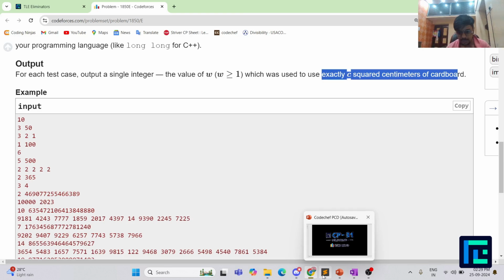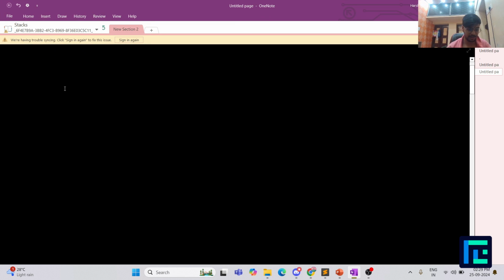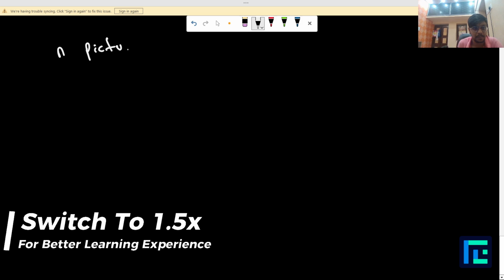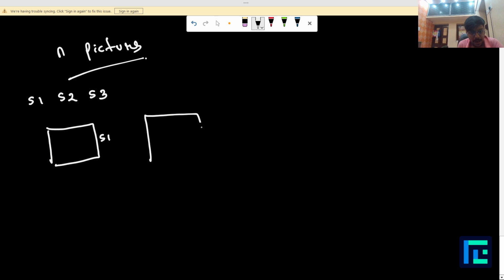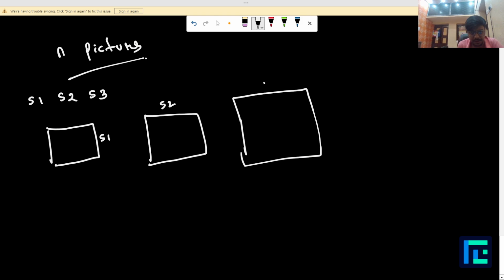So let's understand what actually the question wants us to say. See, what you are given is n pictures, and every picture is square sided, such that the side length of the square is given to you. So let's suppose you have S1, S2, S3, you have 3 pictures. So the side lengths of the pictures S1, S2 and S3 are respectively given to you. So there is a square picture of side length S1, a square picture of side length S2, and a square picture of side length, let's suppose, S3.